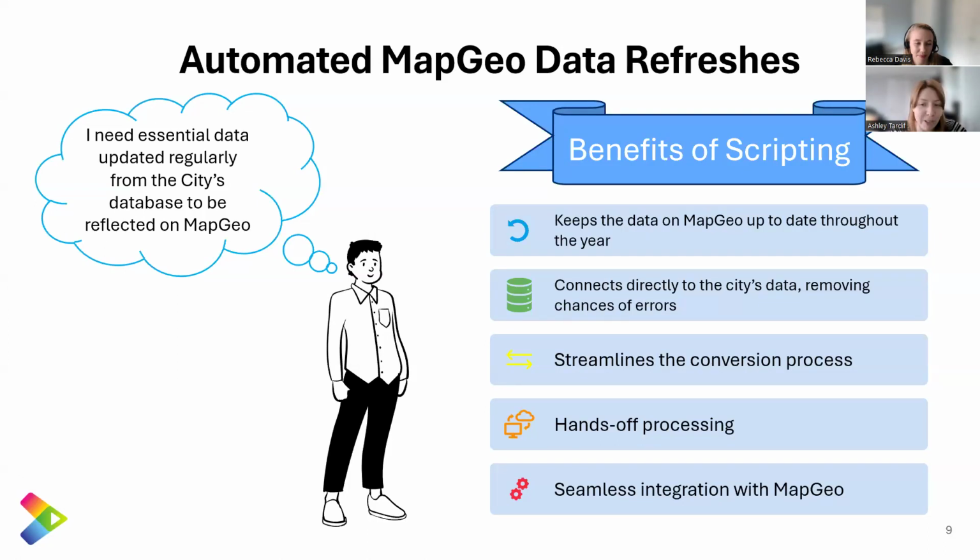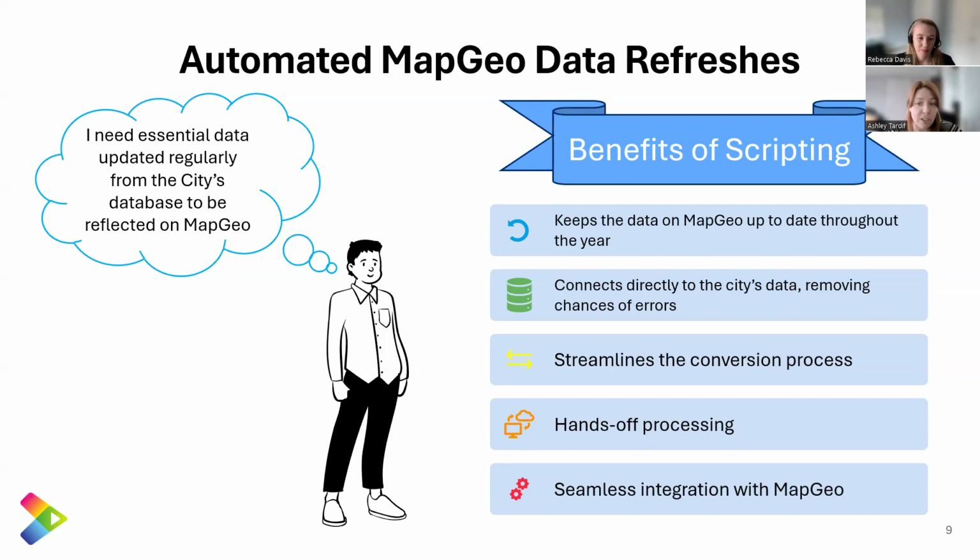However, in order to upload that data to MapGeo, we need a process that will read the data directly from the city's database and convert it for use on MapGeo. Now, this is where scripting comes in. By scripting this process, we can keep the data on MapGeo up to date throughout the year. We can also remove the chances of error by connecting directly to the city's database, thus eliminating the need for copying and sending data across.